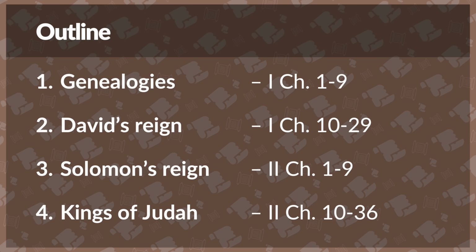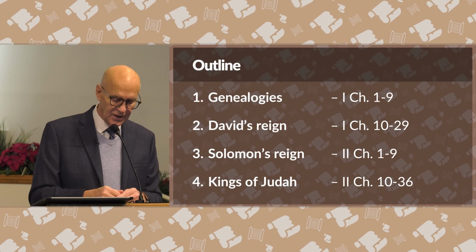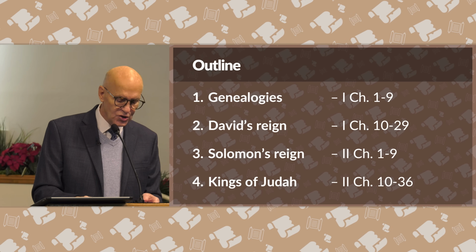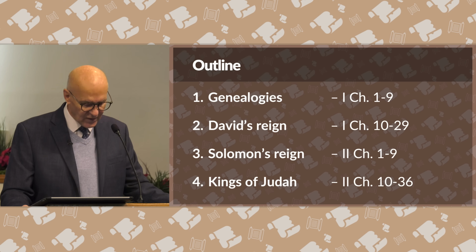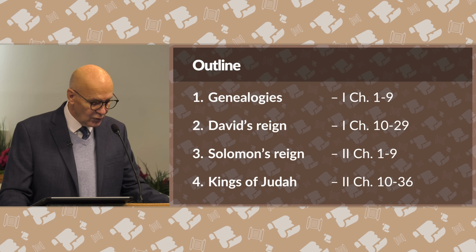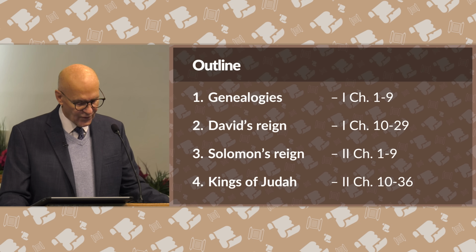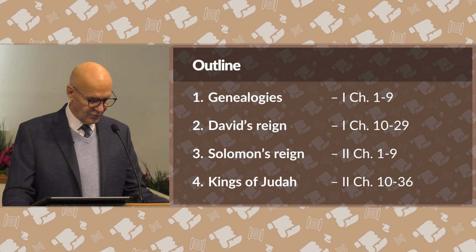And then in 2 Chronicles chapters 10 to 36, we have a chronicle, if you wish, of the kings of Judah, the southern kingdom. The narrative focuses on Judah's kings, evaluating their reigns based on their faithfulness to God. It concludes with the exile and the decree of Cyrus, offering hope for restoration.